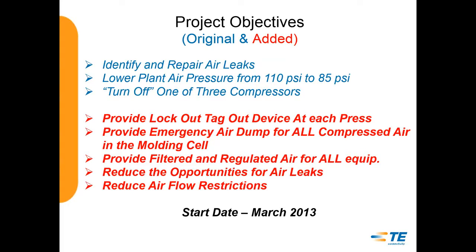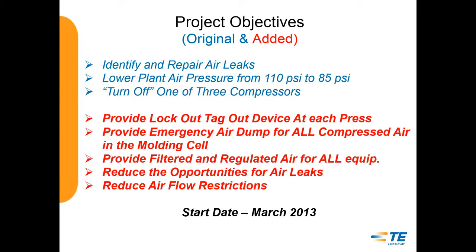Some of the original objectives we had when we started this process was basically to identify and repair air leaks. We also wanted to lower the plant air pressure from 110 psi to 85 psi, to gain some savings from not running as much pressure. In one of our compressor rooms, of which we have 3, we wanted to see if we could get one compressor to turn completely off and lower our demand. We had some indication that when we started, we were wasting about 50% of our air. So with 2 compressors running, we had a goal of seeing if we could cut one of those compressors off.